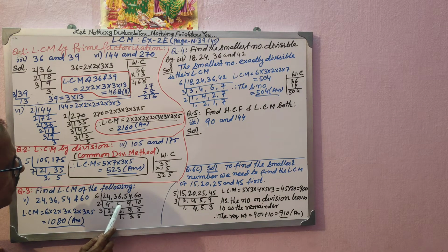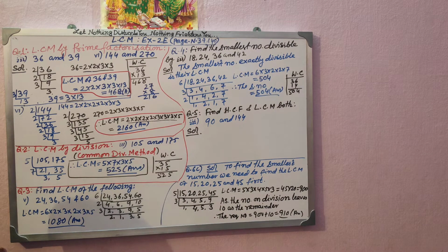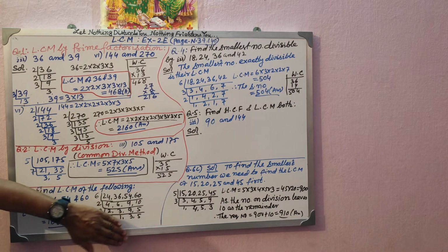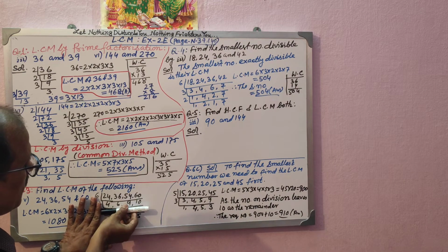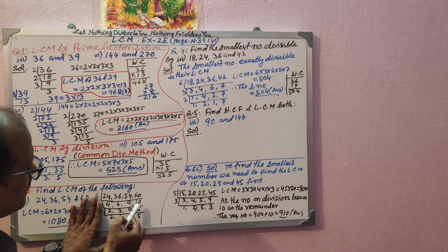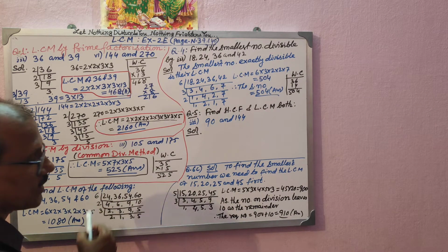Now what have you got? 4, 6, 9 and 10. See, can you have a common divisor to divide all the numbers? No, because here some odd numbers are there and some even numbers are there. So it will not be divided by a common divisor. So to find the HCF of these numbers, after this line, no common divisor can divide. So therefore HCF will be 6 only.